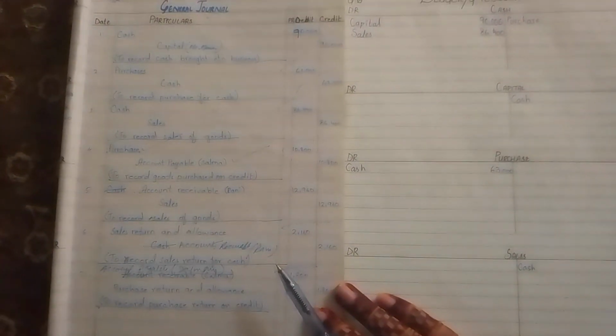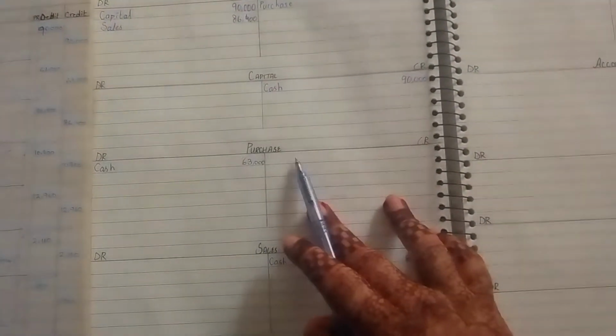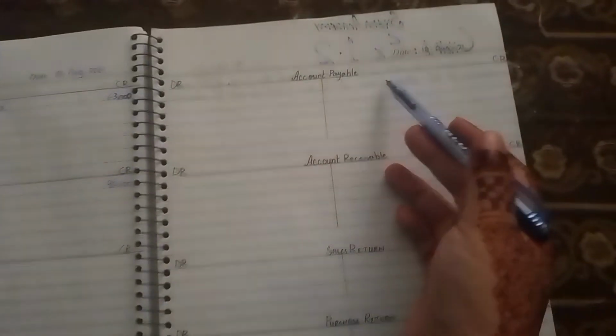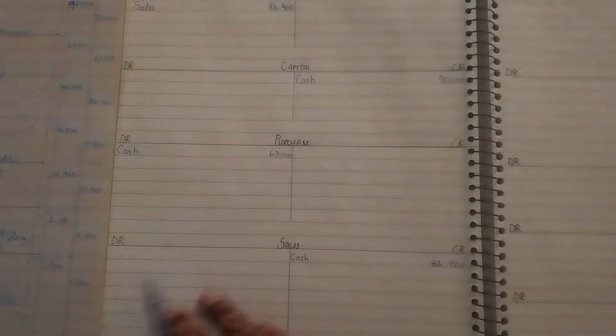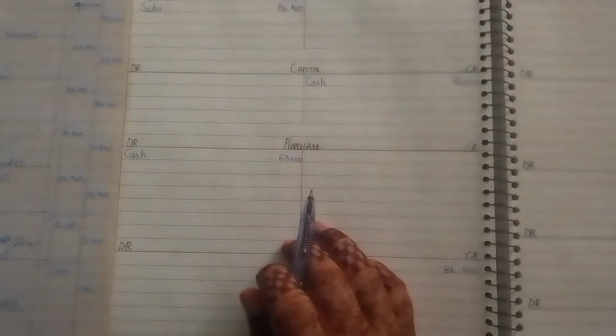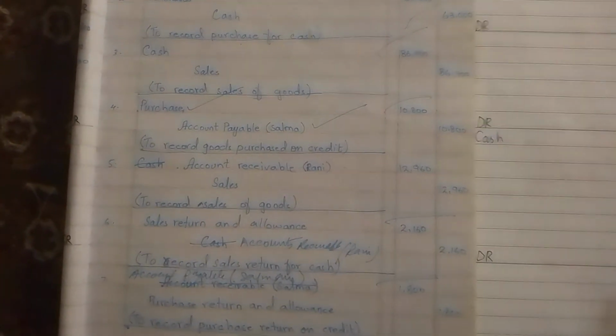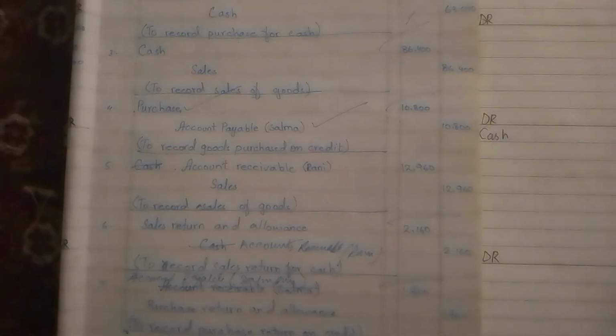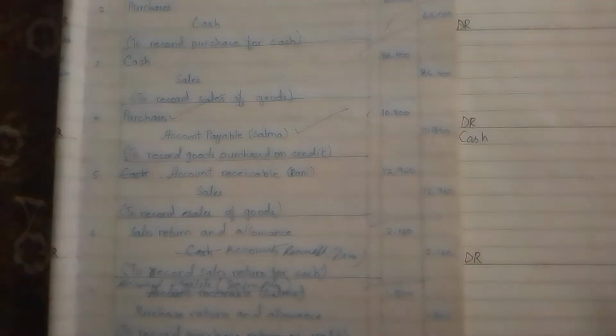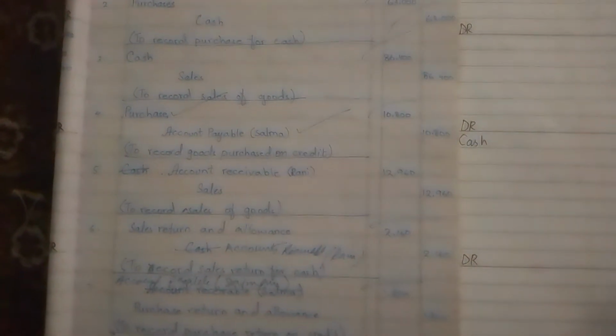It means two accounts will be used in this section. This one is purchase and the other one is accounts payable. Okay, so first we will start from purchase. As you can see in the entry, purchase is debited. Let me show you again. In the fourth entry, purchase is debited and account payable is credited. Purchase is debited because of account payable.